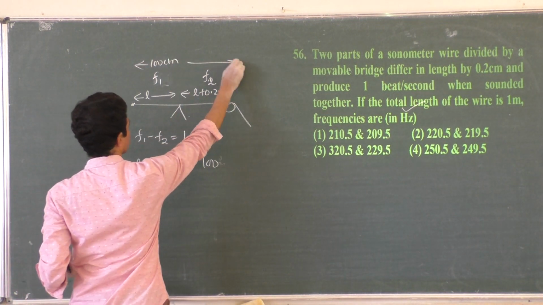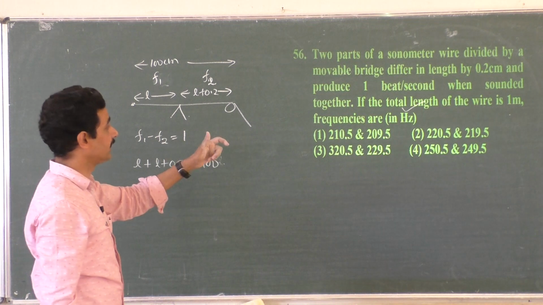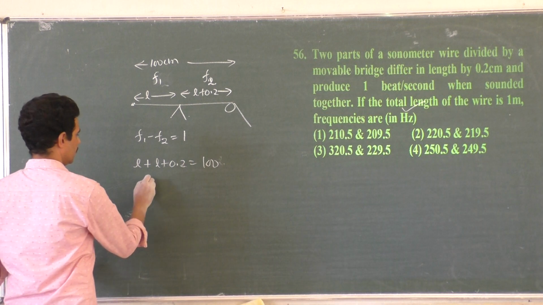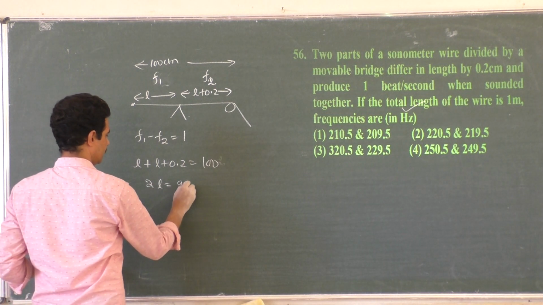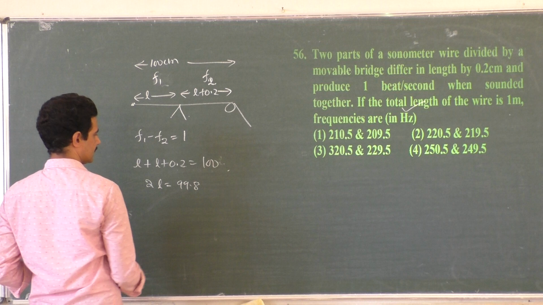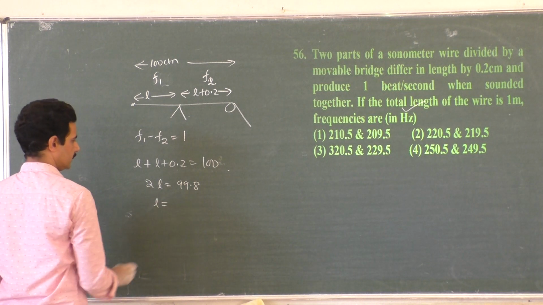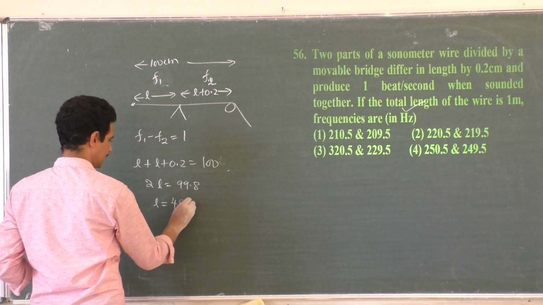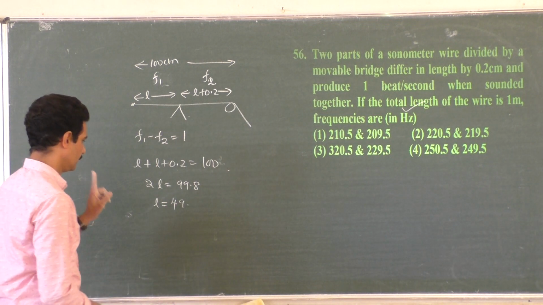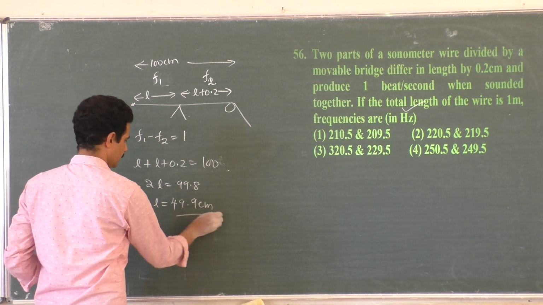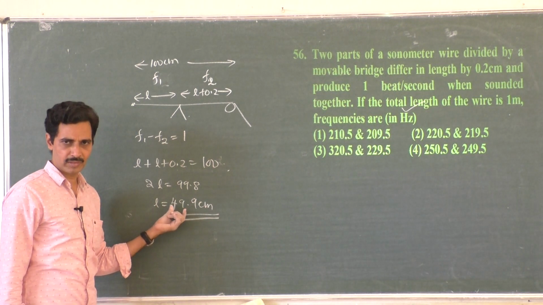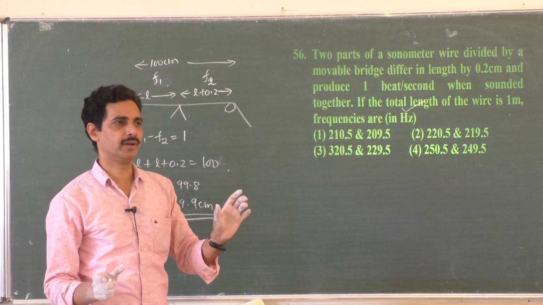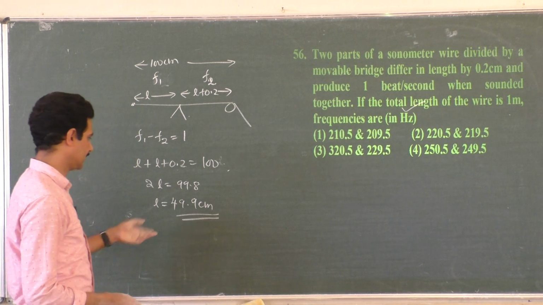So you should be very careful. 0.2 centimeter, and this is 1 meter. So L plus 0.2 is equal to 100 centimeter. Then 2L is equal to 99.8. Dividing by 2, L is equal to 49.9. So one is 49.9, another is 50.1. The difference is 0.2, correct now? 49.9, 50.1. So 0.2 difference, that is correct.